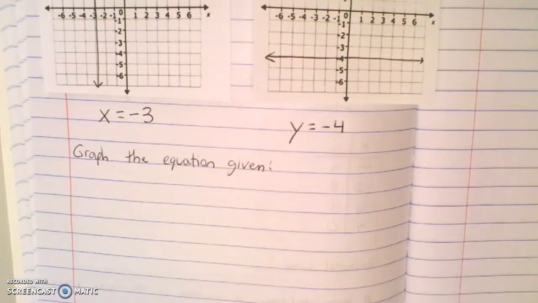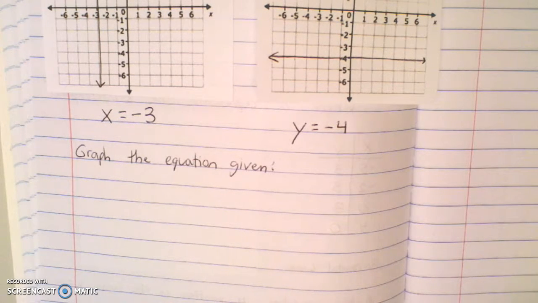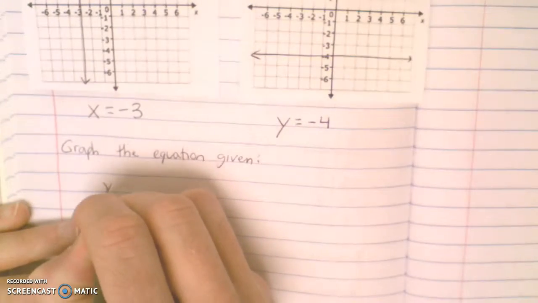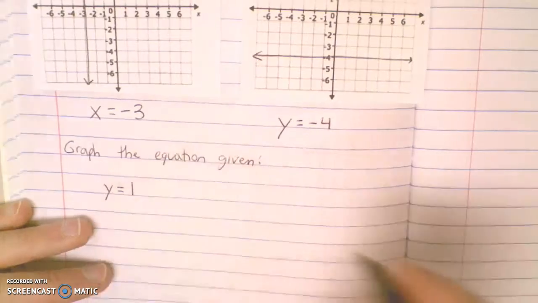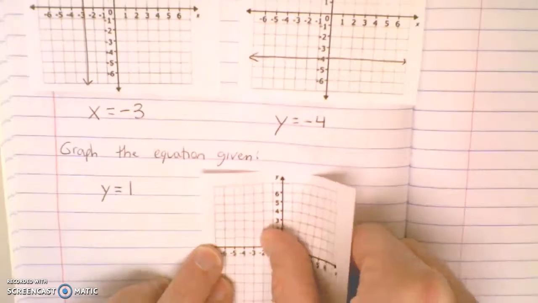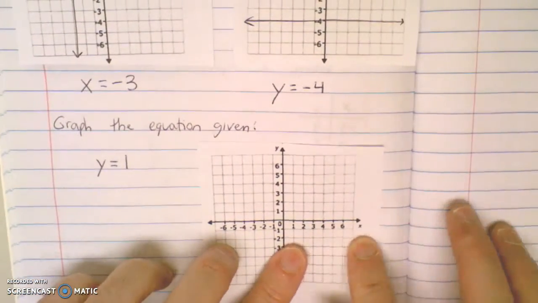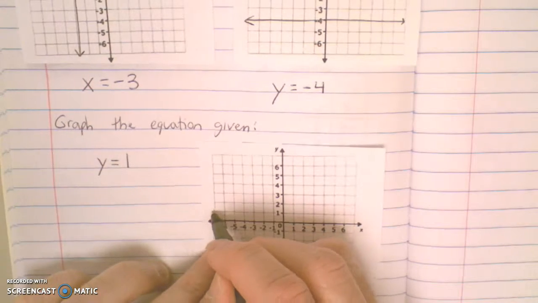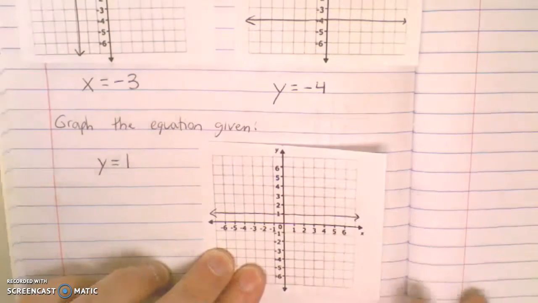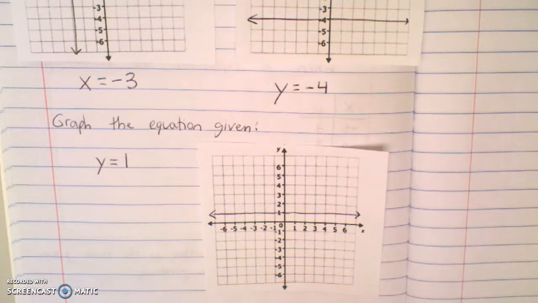So if I ask you to graph the equation y equals 1 onto this graph, we would draw a line through 1 through the y-axis. And that's graphing with horizontal and vertical lines.